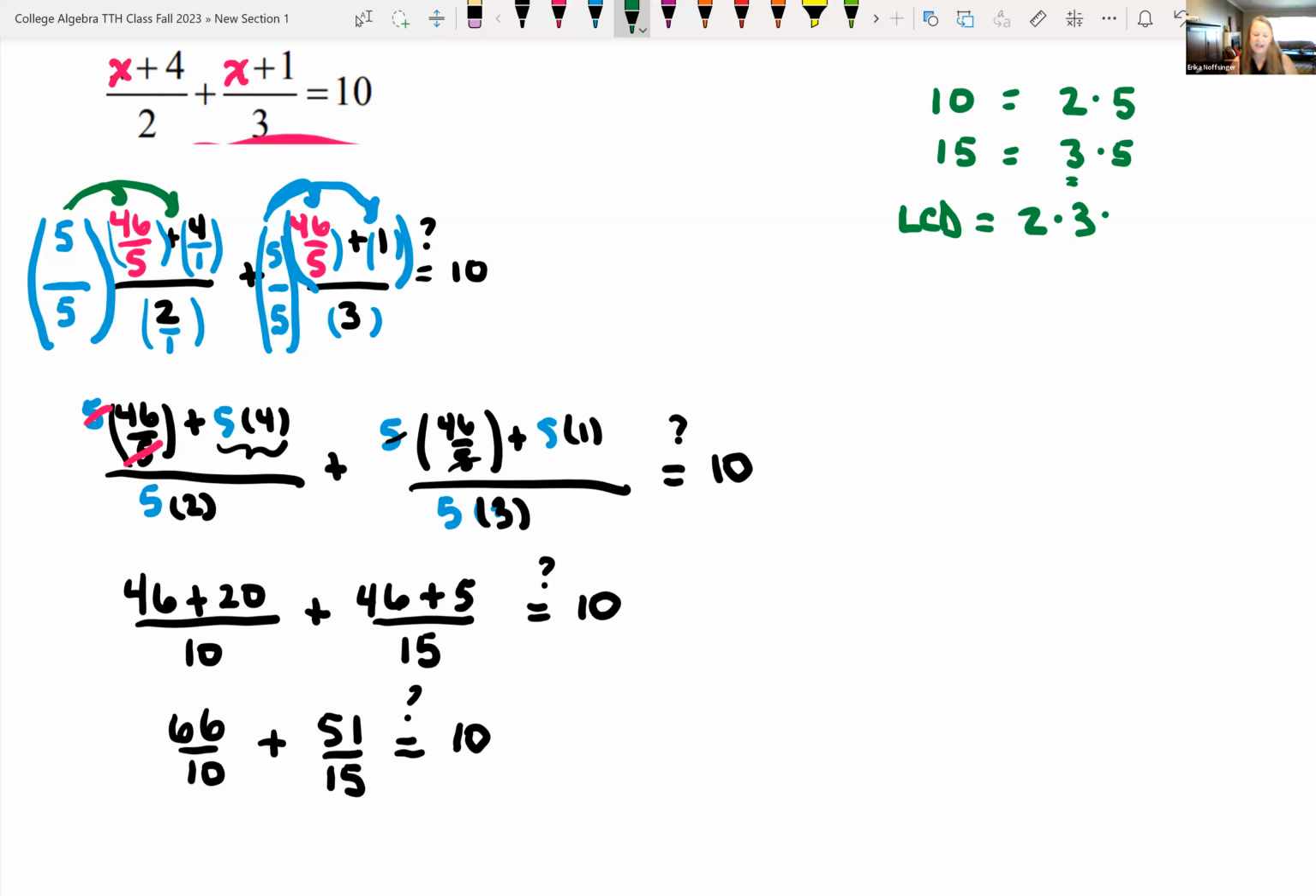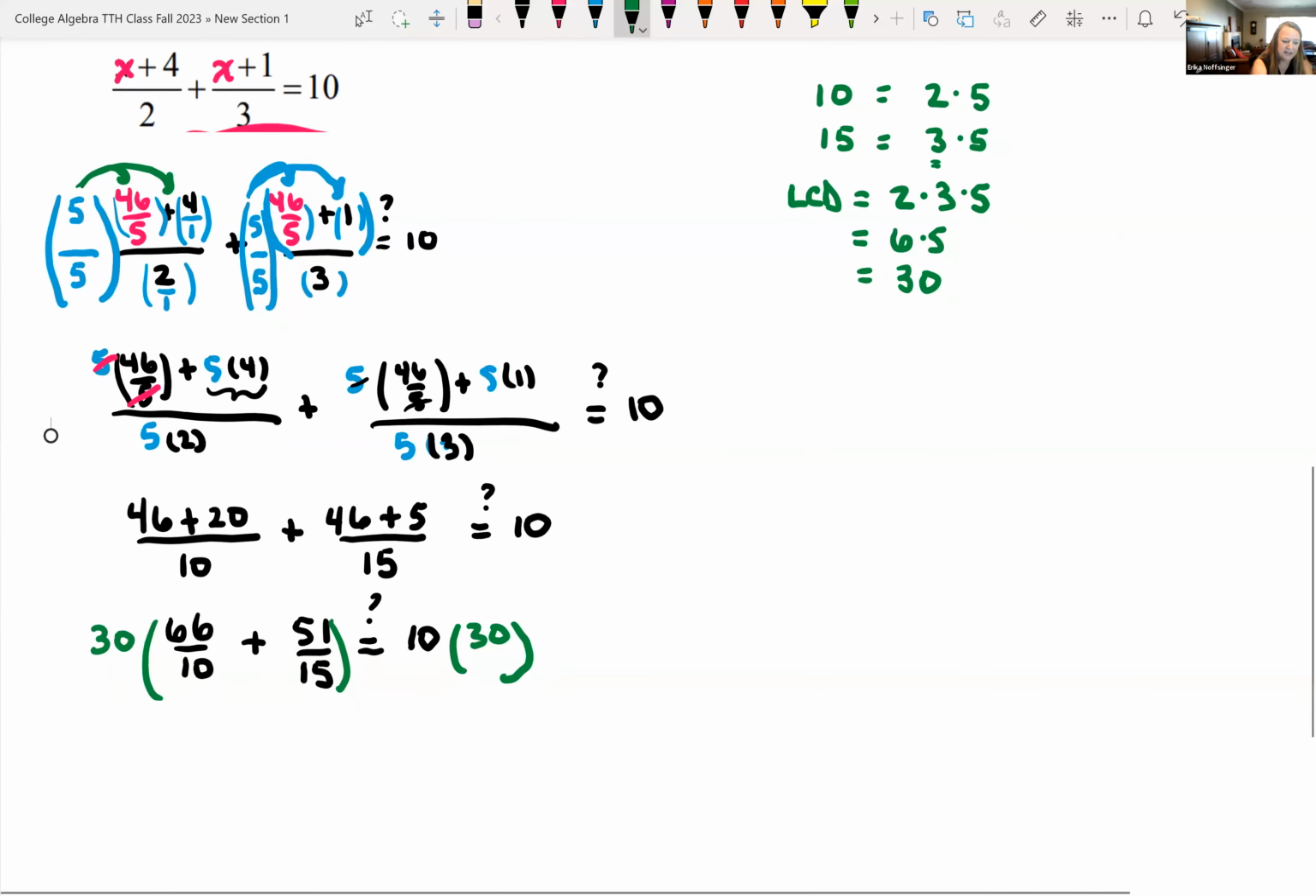If I look at 5, 5 occurs in the factor of 10 once, and it occurs in the factor of 15 once. The most times it occurs in either one is once. So I just need one 5 here. So if I multiply 2 times 3, I get 6. 6 times 5, I get 30. So my LCD for 10 and 15 is 30. So I could go through here and multiply each side of the equation by 30 to clear my fractions if I wanted.